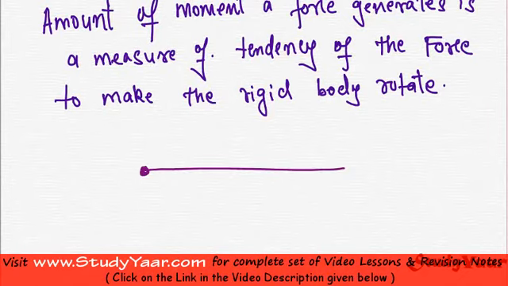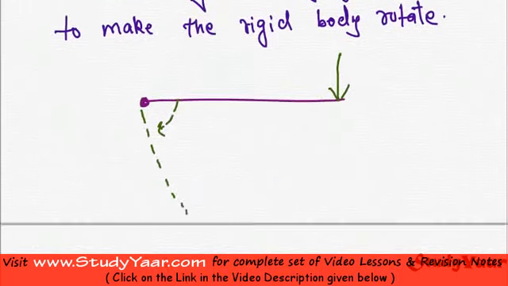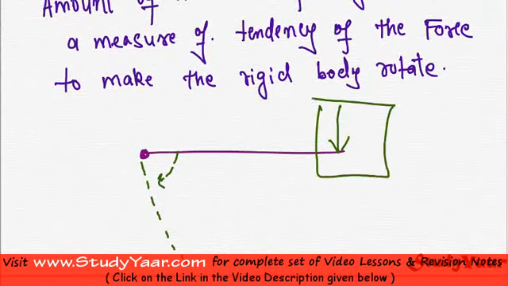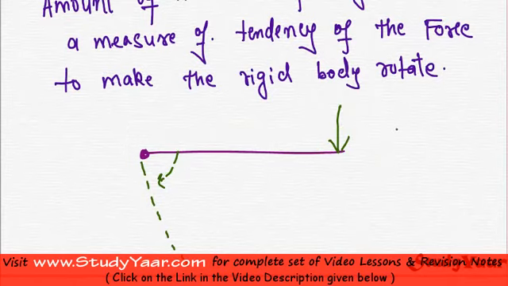Now if on this bar I am going to put a force like this, the bar is going to rotate. It's going to rotate like this. It's going to come to this position, something like this. So this force is causing this rigid body to rotate. And why is that? It is because this force is generating a moment on this body about this point.